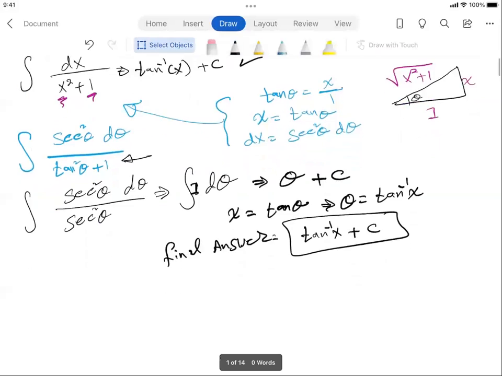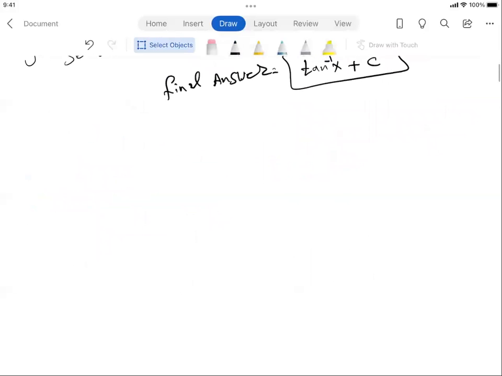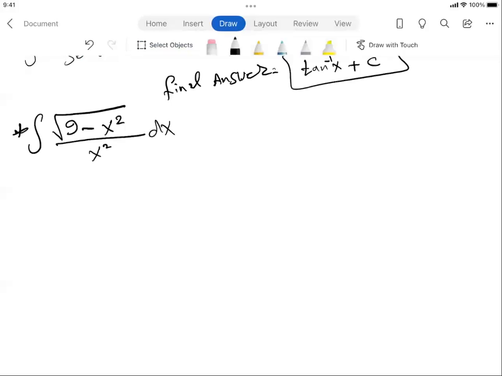Let's take an example. Let's see. If I have an integral of the form square root of 9 minus x squared, divided by x squared, dx.